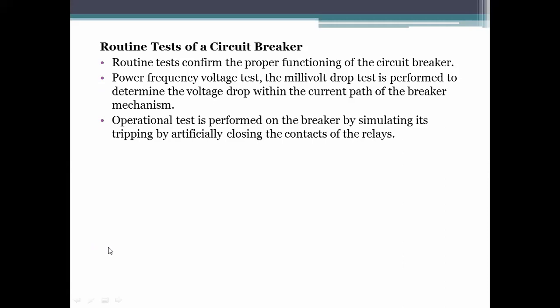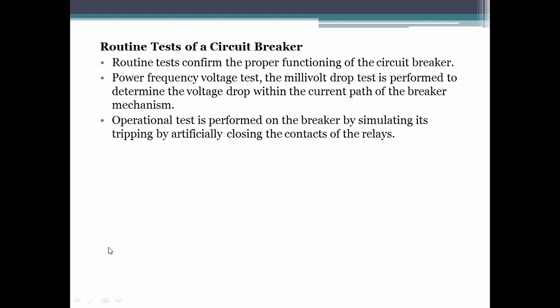Then the power frequency voltage test. The millivolt drop test is performed to determine the voltage drop within the current path of the breaker mechanism. Okay, so we are checking there the power frequency voltage. Then the millivolt drop test means if there is any voltage drop in the circuit breaker, and the operational test is performed on the breaker by simulating its tripping by artificially closing the contacts of the relays.